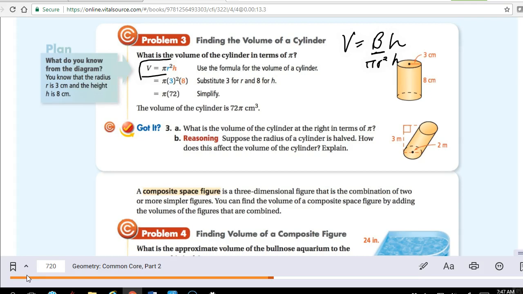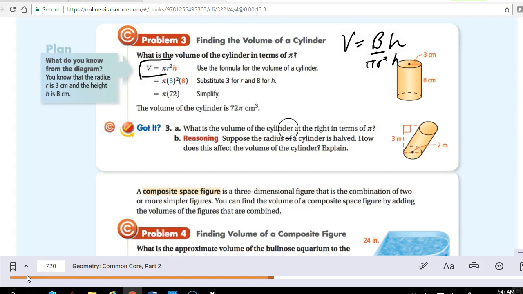Now, it said leave in terms of pi. That means don't put pi in your calculator. Just calculate the other numbers and then put pi as part of your answer. So 3 squared, of course, is 9, and 9 times 8 is 72. So we're going to leave that as 72 pi. And then again, you've got centimeters, centimeters, and centimeters, or centimeters cubed as part of your answer. So your overall answer is going to be 72 pi cubic centimeters.